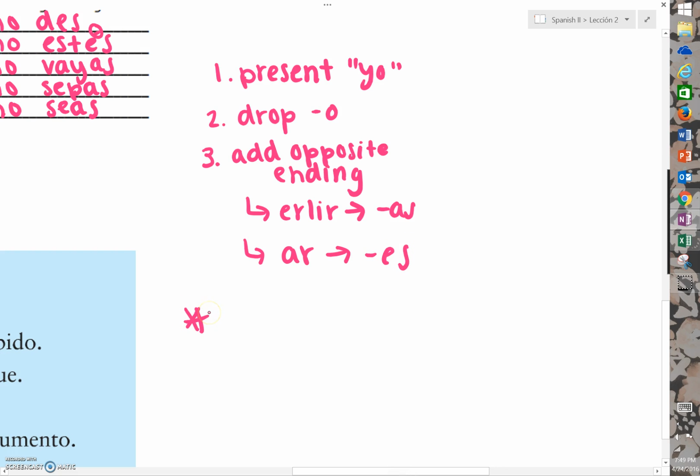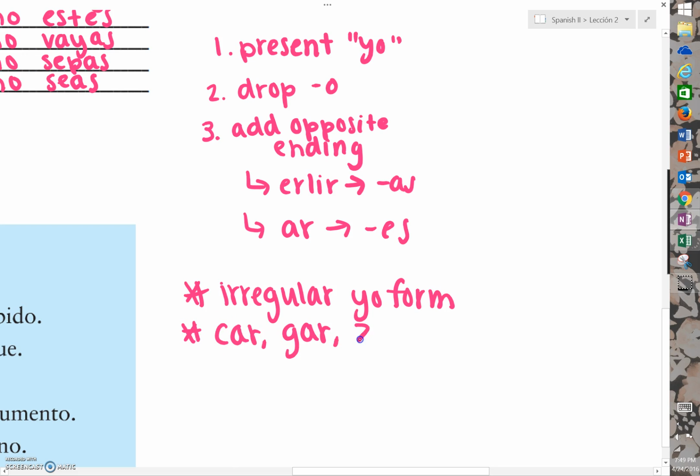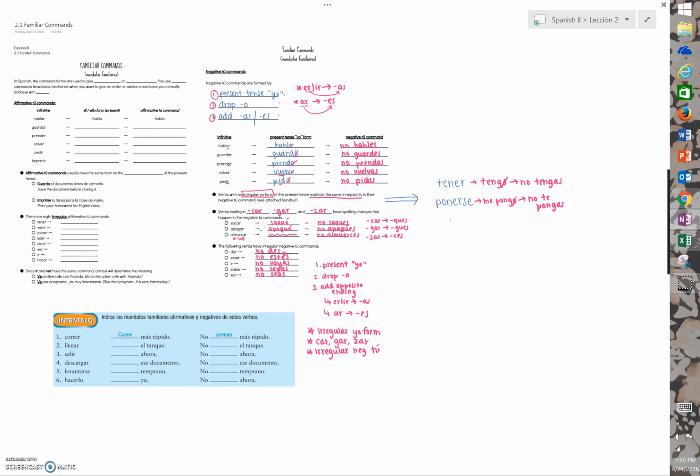A couple of things you have to look out for when you're forming these verbs. We have to look out for verbs that have an irregular yo form. We have to keep in mind what happens to car, gar, and zar verbs. And lastly, we just have to look out for those 5 irregular negative tú command forms. And there you have it. That is how you form negative tú commands. You should be able to do this all by yourself for class tomorrow.